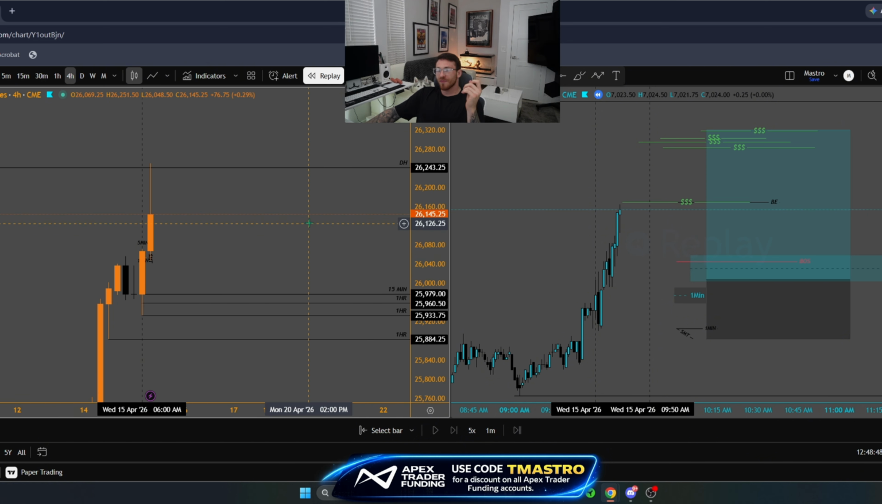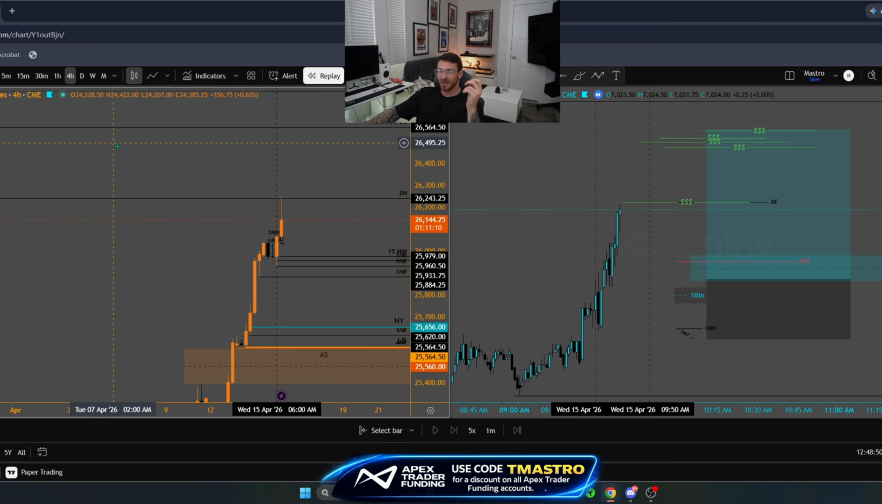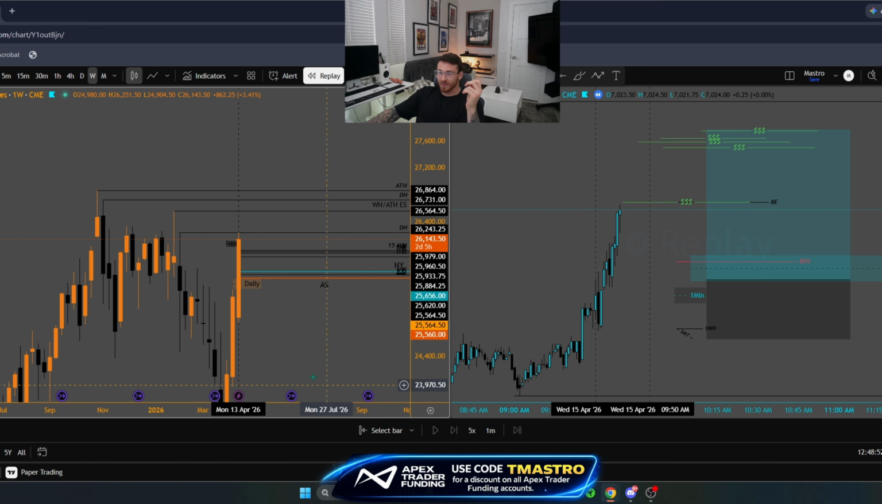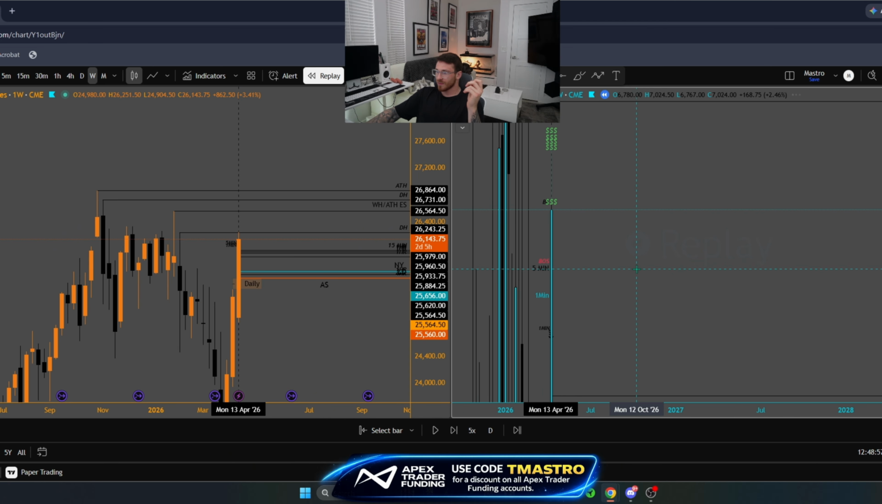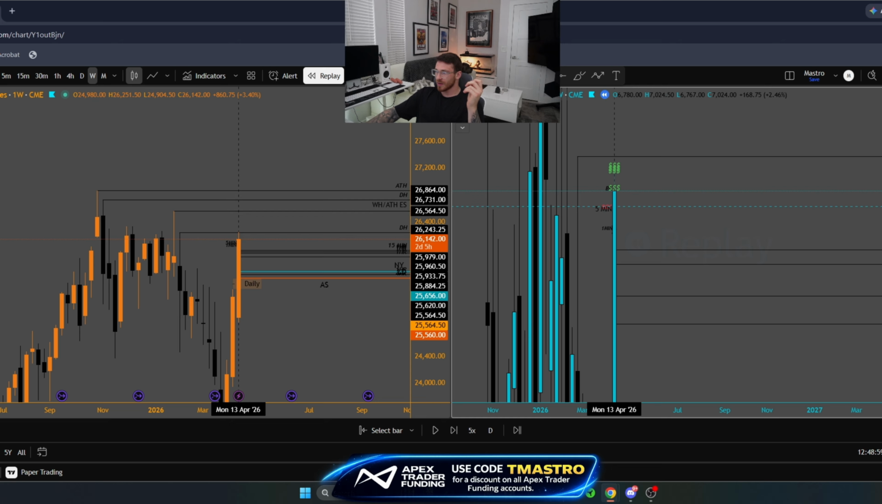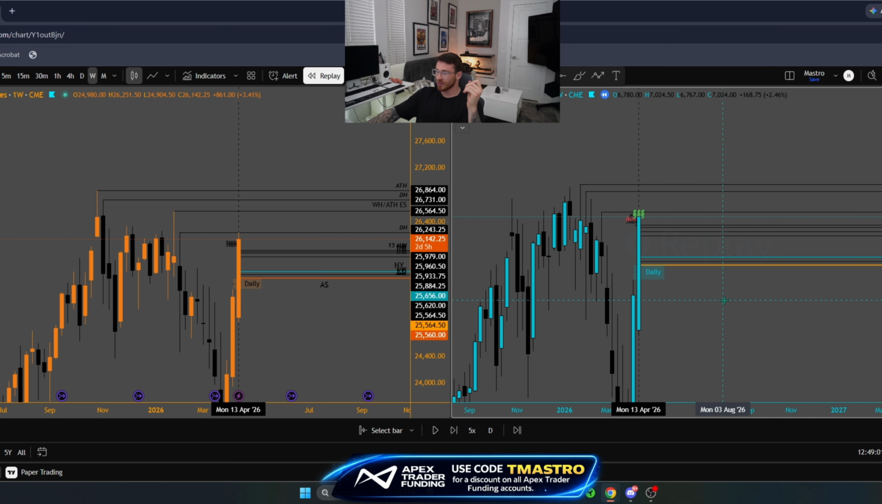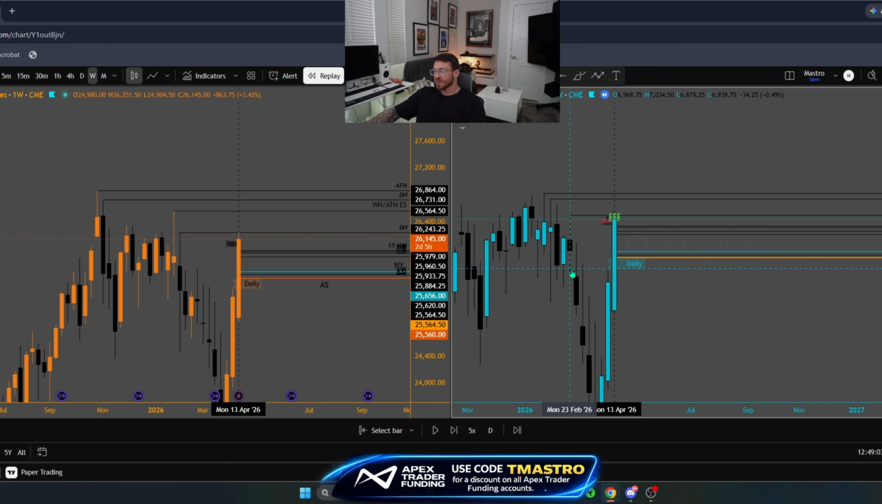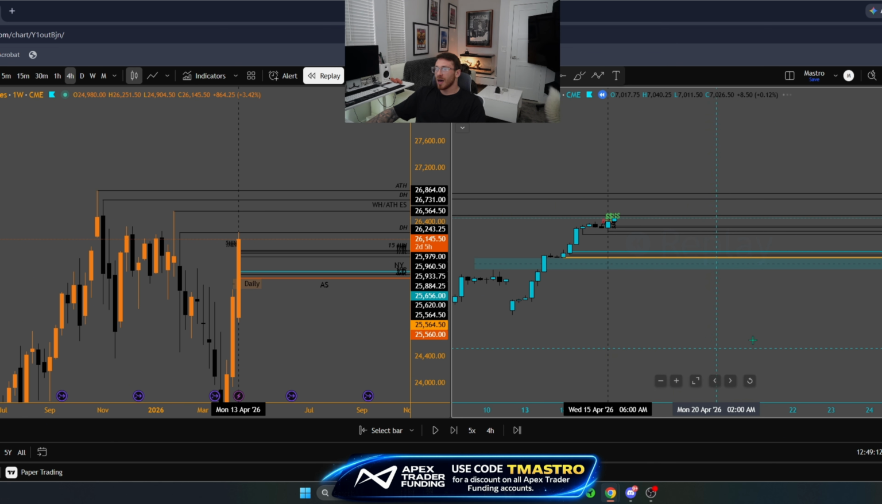On the 4-hour time frame, we could see we formed a 4-hour SMT off of this weekly high. So let's go to the weekly time frame. I want to go over this in replay mode, but the weekly time frame is going to print this weekly candle. We could see this weekly high, Monday the 23rd. NASDAQ took that out yesterday. I was paying attention to that coming into market open.